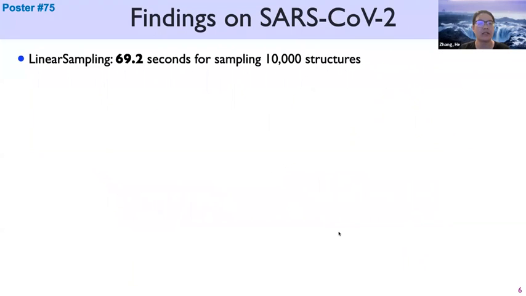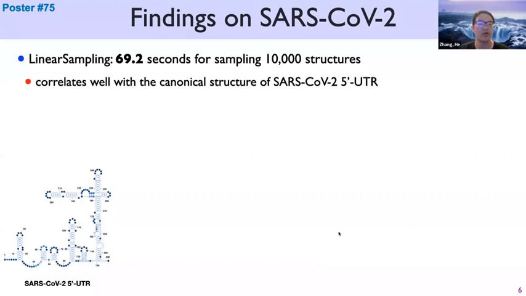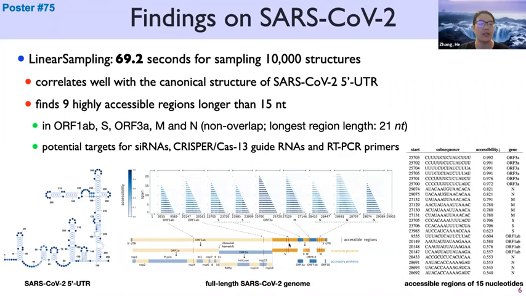On SARS-CoV-2, linear sampling only takes about 69 seconds to sample 10,000 structures. We compare these structures to the canonical structures, such as 5' UTR canonical structure, and observe good correlations. From these 10,000 structures, we find 23 accessible regions of 15 nucleotides. Some of these regions overlap, resulting in a total of 9 separate accessible regions in 5 genes. These regions are potential targets for siRNA drugs and RT-PCR primers.